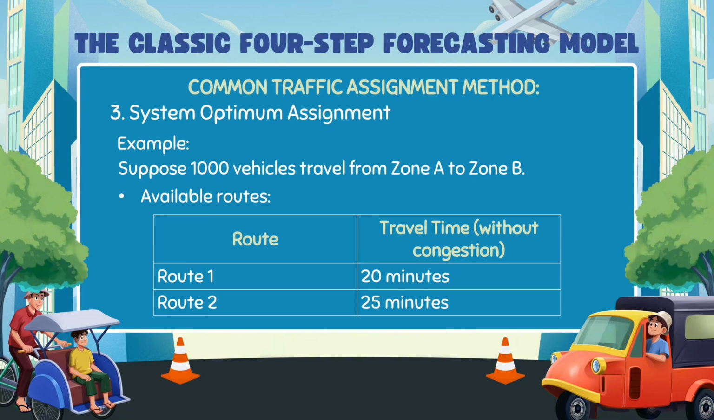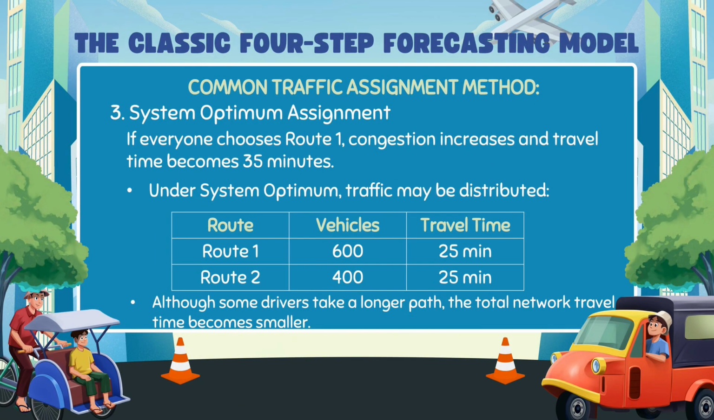So let's say, for example, 1,000 vehicles travel from zone A to zone B. We have available routes, route 1 and 2, and the travel time without congestion of route 1 is 20 minutes, and for route 2 is 25 minutes. If we use the system optimum assignment, this will happen. If everyone chooses route 1, congestion increases and travel time becomes 35 minutes. So under system optimum, the traffic may be distributed. Route 1 has 600 vehicles and the travel time is 25 minutes. Route 2 has 400 vehicles and the travel time is now 25 minutes. Although some drivers take a longer path, the total network travel time becomes smaller.